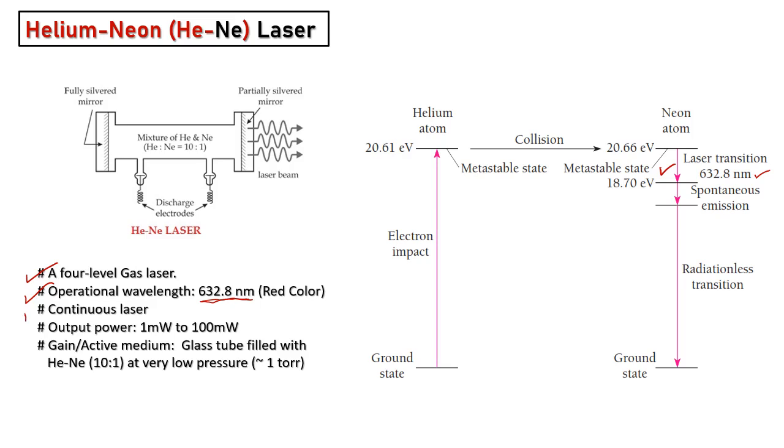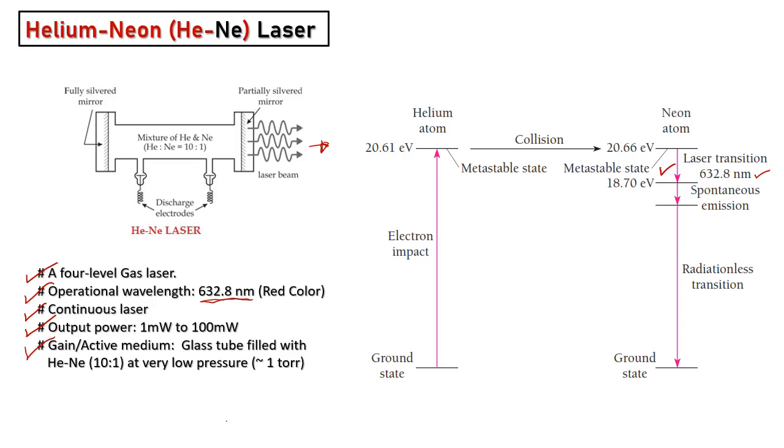It's a continuous laser. That means once the output comes out from the system, it's continuous. It's not going to stop till the system is on. The fourth one is its output power, which can be tuned between 1 milliwatt to 100 milliwatt, and its gain medium, or active medium, is a glass tube filled with helium neon gas at the ratio of 10:1, at very low pressure, around 1 torr.